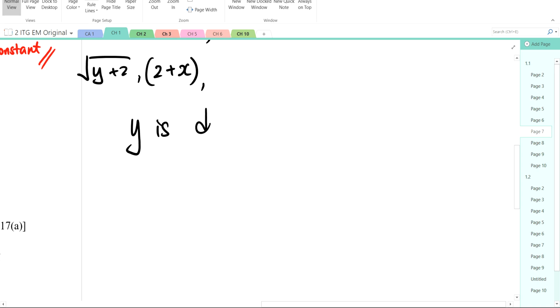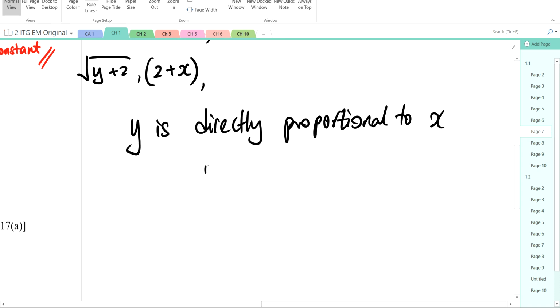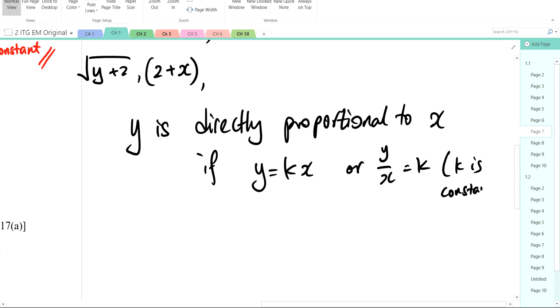Y is directly proportional to x if I can write y equals kx, or y over x is equal to k, where k is a constant. This is our guiding principle. It's the same thing as 1 apple costs 30 cents, 10 apples cost $3. It's the same idea. Direct proportion.